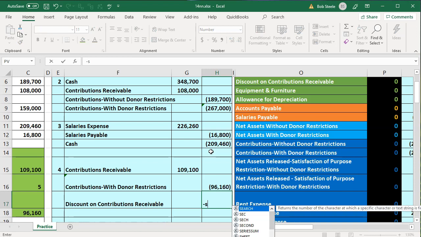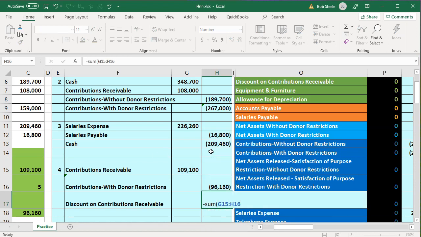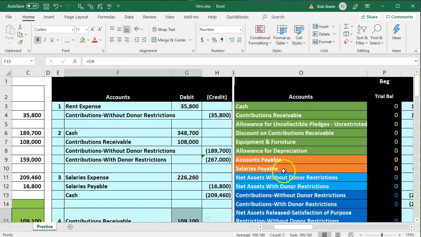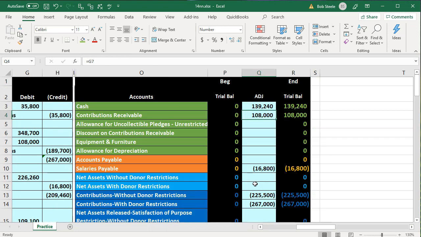And then I'm going to say this is the negative sum, the difference between these two, or the 109,100 minus the 96,160. So now let's go ahead and post this one. We have the contributions receivable up top. So we're going to scroll back up. Contributions receivable. We are in cell Q4 where I'm going to say F2 plus. And then F2. Now I'm using F2 to get into the cell, instead of double clicking on it.